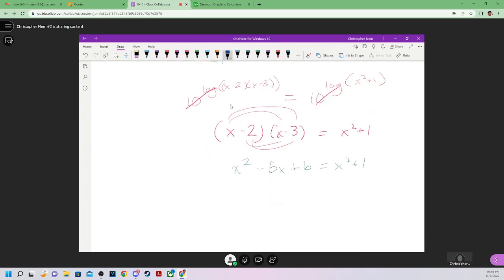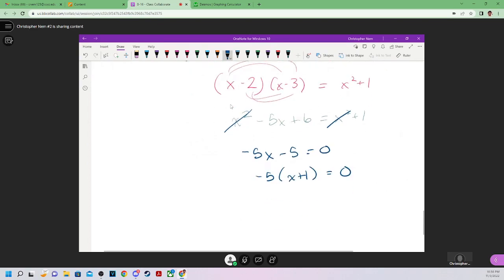I'm just going to subtract both sides. These cancel out if I subtract x squared, and I'm left with negative 5x. And if I subtract the 1, I get minus 5 equals 0. Factor out minus 5, I get x plus 1 equals 0. x has to be equal to negative 1. So it works out nicely in that aspect.